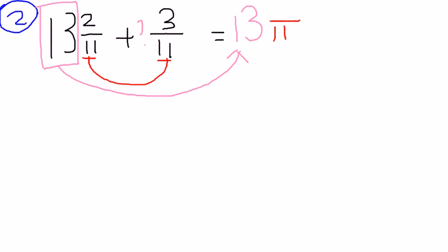Once I'm done, I can move on to the numerator. So the numerator, that's 2 plus 3, which gives me 5. And there you go. My answer is 13 and 5 over 11. Alright, not that difficult, right? So let's move on to the next example.